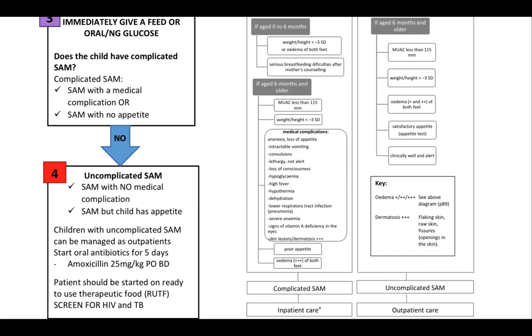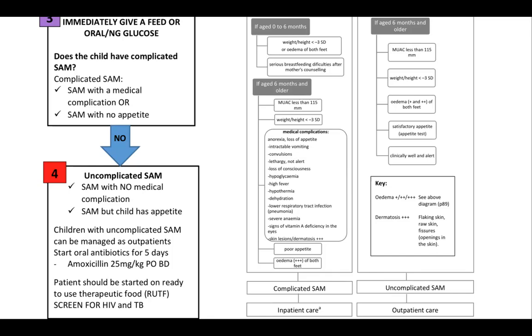So if the patient is not eating or eating poorly, appetite is not good. This is also called complicated SAM because the patient is SAM with no appetite. So let's say the SAM patient has no medical complication and is eating with appetite, then the patient is not complicated SAM and is called uncomplicated SAM.